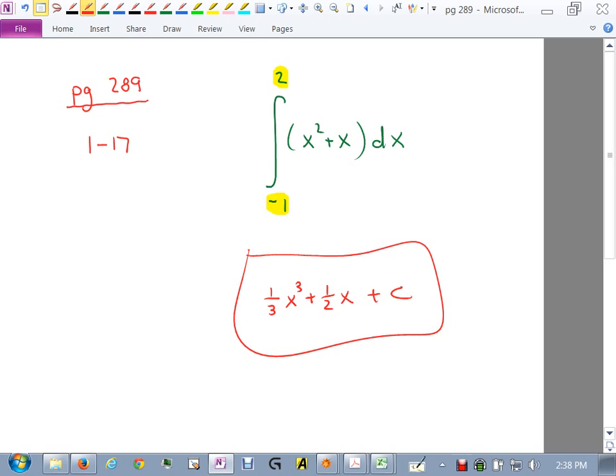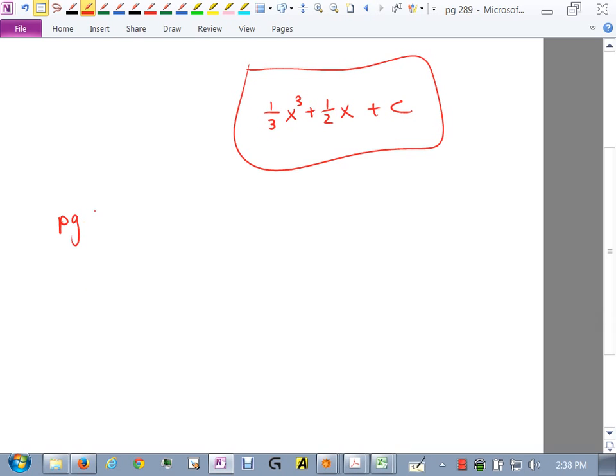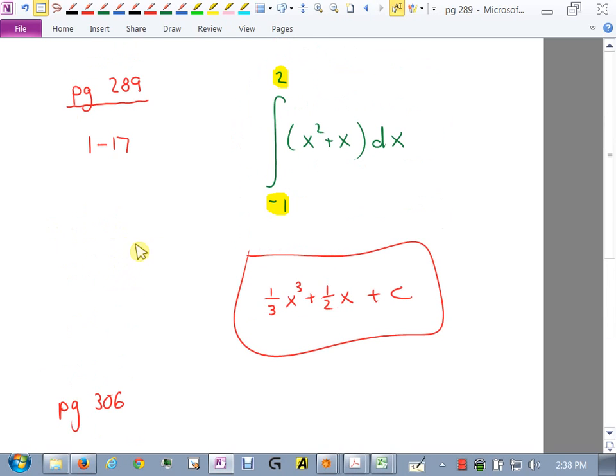If you would like to practice substitution, go to page 306 and look at problems 1 through 19. Again, those don't have numbers on them at all. So keep in mind when you're doing your work, this is all U substitution problems, so you should approach them that way. This is all power rule, or it's a formula you already know. That's what it's going to be.